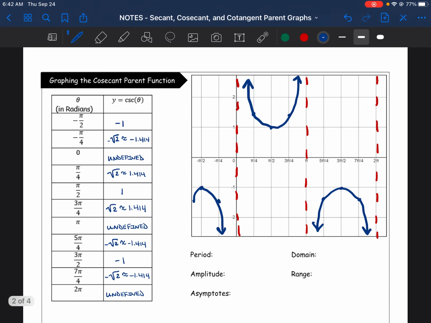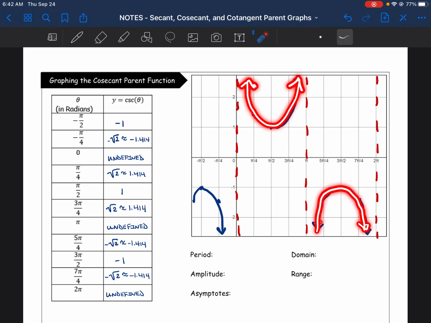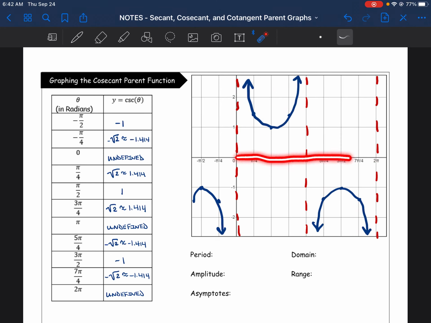So let's talk about period here as well. Once again, let's look for one complete cycle. If I start here at 0, here's the positive section of y equals cosecant. Here's the negative section of y equals cosecant. And by the time we hit 2 pi, that positive section will be repeating itself. So from 0 to 2 pi, we have one complete cycle of the graph. So the period would be 2 pi.